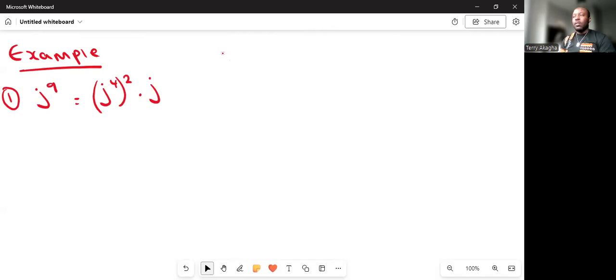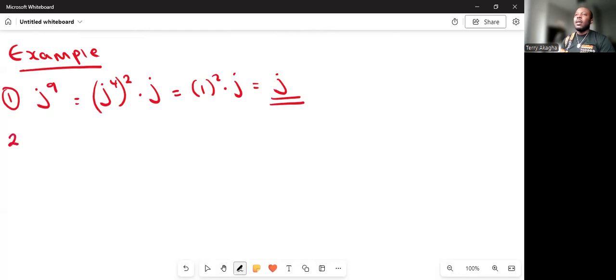Are you seeing it? So we know that j raised to the power 4 is 1, square, times j. So that means the final answer for this is going to be what? j. Are you seeing it? So when you break it down into factors of 4s or 2s, it's very easy for you to solve.